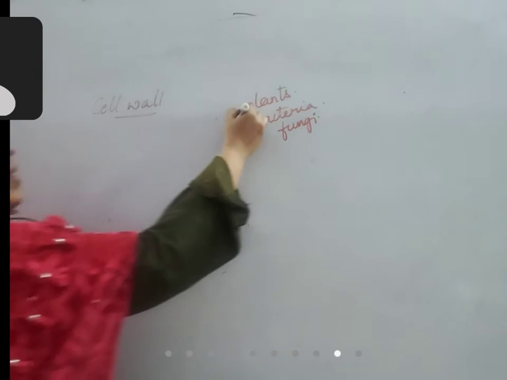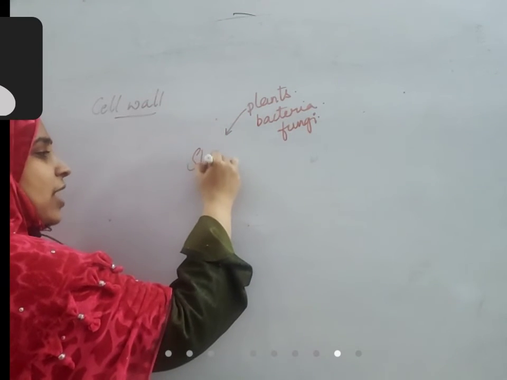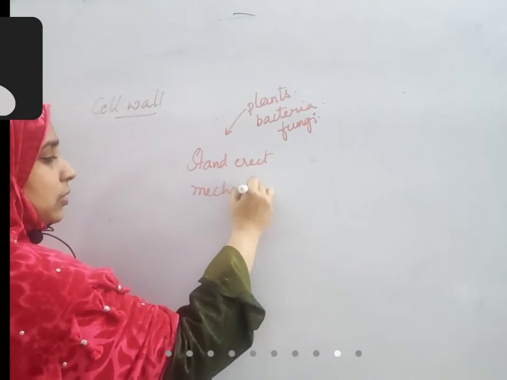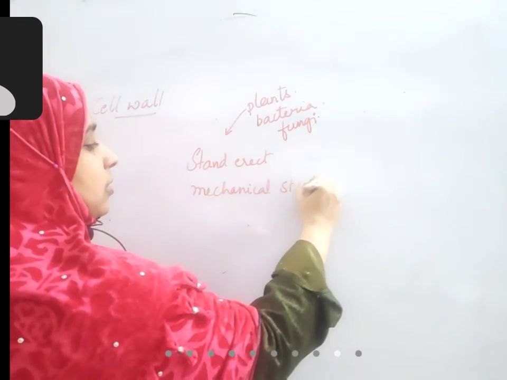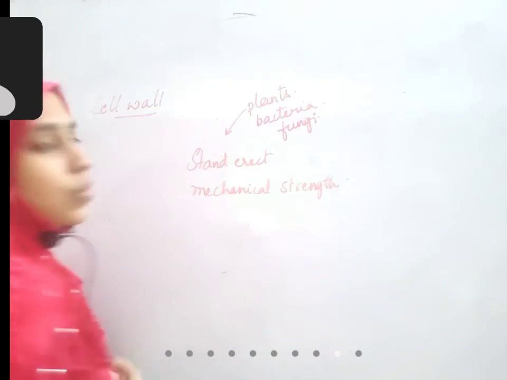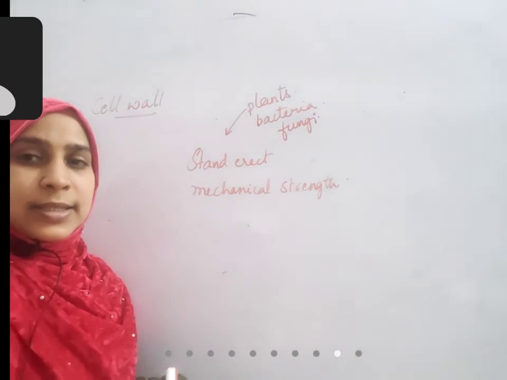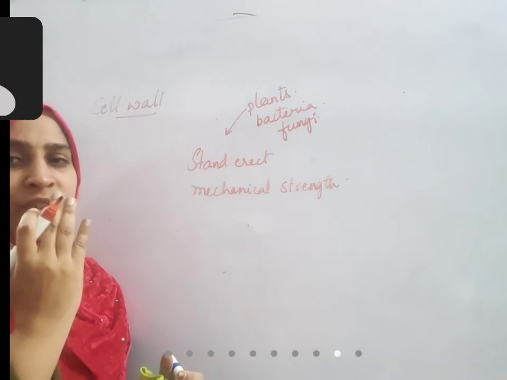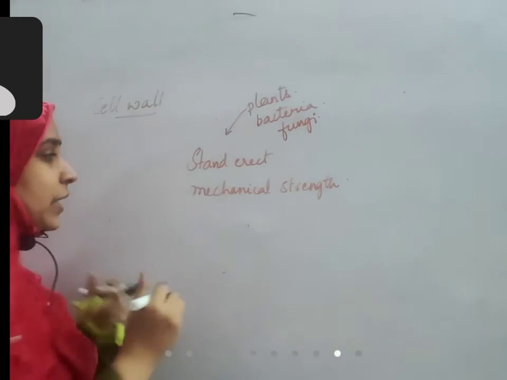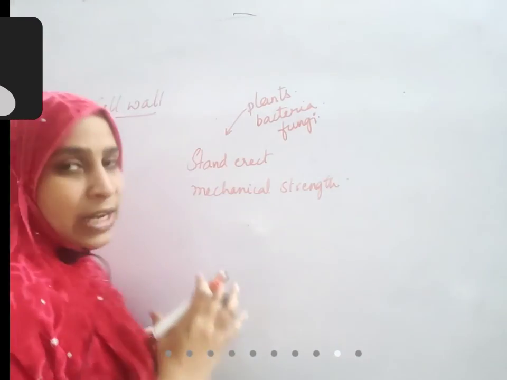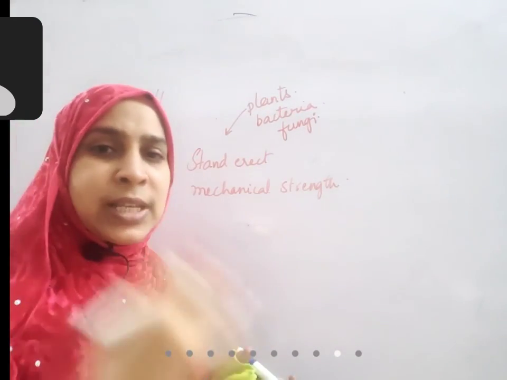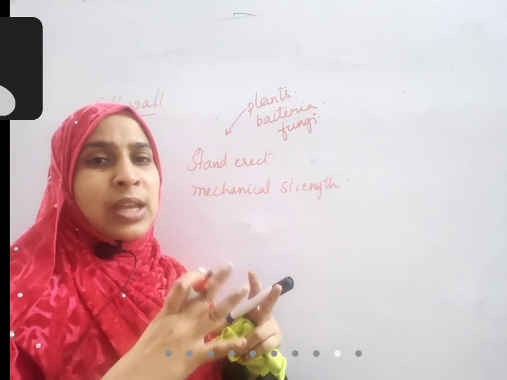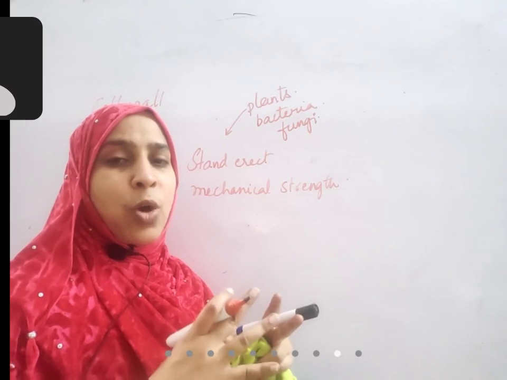Plants have cell wall that helps them to stand straight, stand erect. That means they give mechanical strength. They don't have bones like our body, but they need to stand straight. For that, two things are helping. One is very tough cell, which is filled with water. Plants continuously absorb water and make themselves puffy.